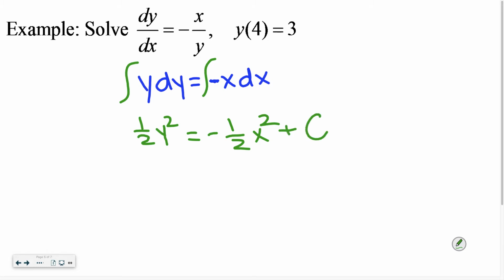So y squared is negative x squared plus 2 times c, which is still a constant. Let's just write it as c. Let's not get too crazy. Please be careful: plus or minus.